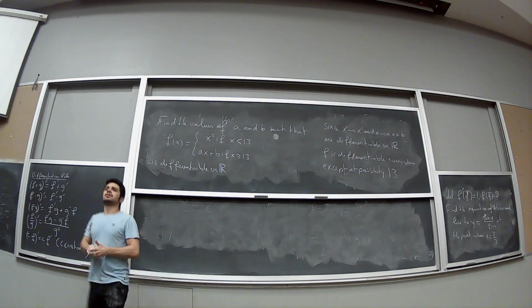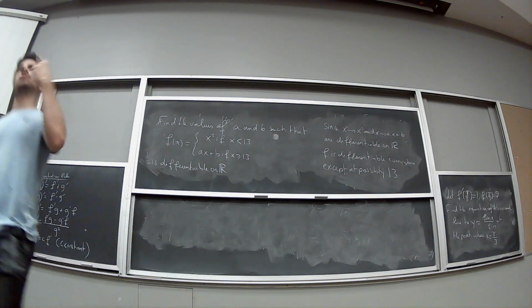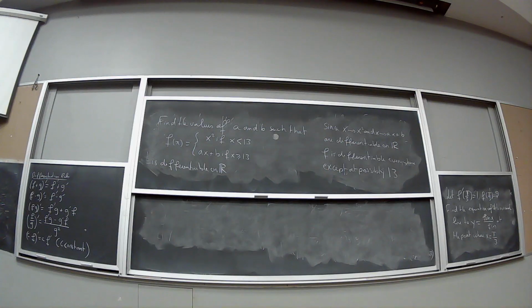Now, let's think a bit. How many unknowns do I have? How many unknowns do I have? 2. Great. Now, usually when there's a problem like that, it's a well-defined problem.